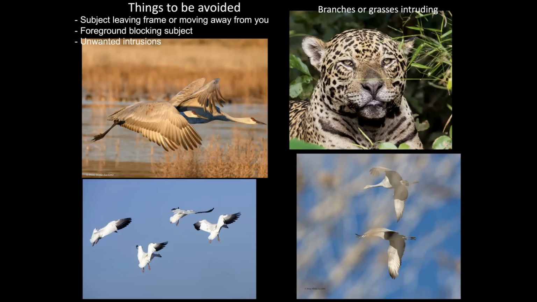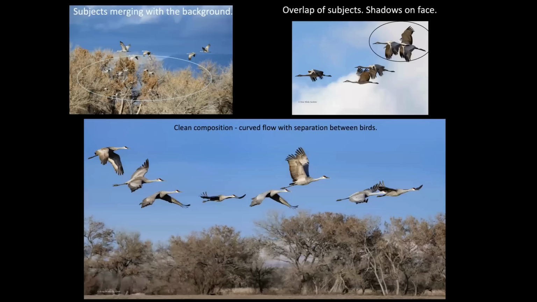I don't like subjects moving out of the frame. I don't like when something intrudes into the frame, like with the jaguar, with that piece of grass coming across. I don't like things blocking our subjects. So these grasses and vegetation that's in front of these sandhill cranes doesn't make for a very effective picture. I don't like subjects that are moving away. I don't like subjects that blend into the background or where I have shadows on the faces of subjects and where some of those subjects blend together, as in that upper picture of those sandhill cranes.